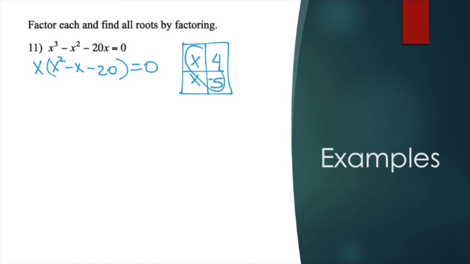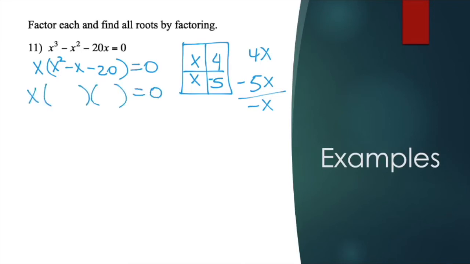I do this diagonal, that's going to be negative 5x. That's going to be 4x. That will give us my negative x for the center right here. So I'm going to bring down this x. What goes inside those parentheses? X plus 4 and then x minus 5. Yes. You got the hang of it. I'm so proud of you.